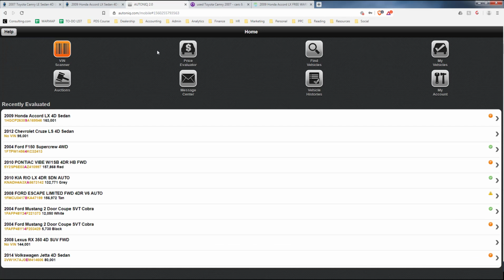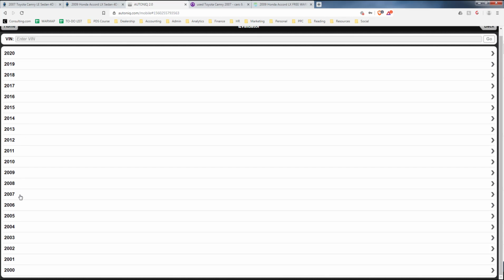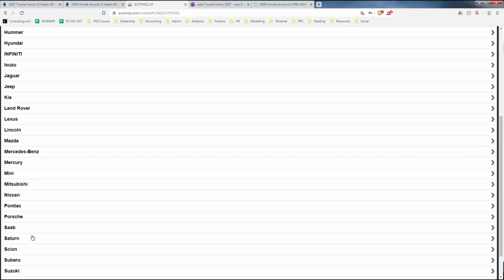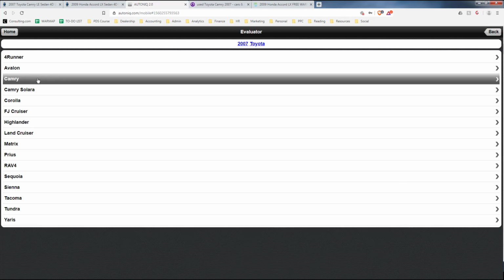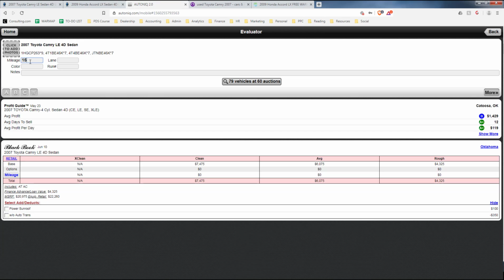Now let's see what happened when we look at this Honda Accord. Camry. 07 Toyota Camry LE 4-cylinder. It's got 150. So this number is once again in line with our Kelley Blue Book. Now, of course, our average retail is 6,000. It says our rough is 43.